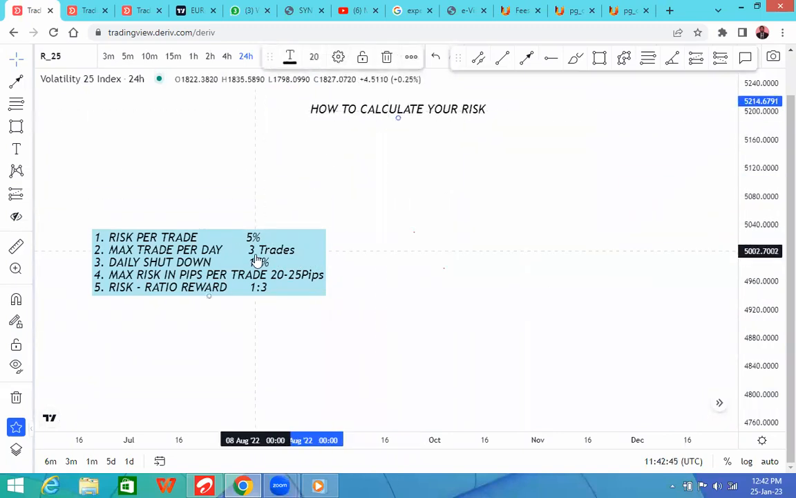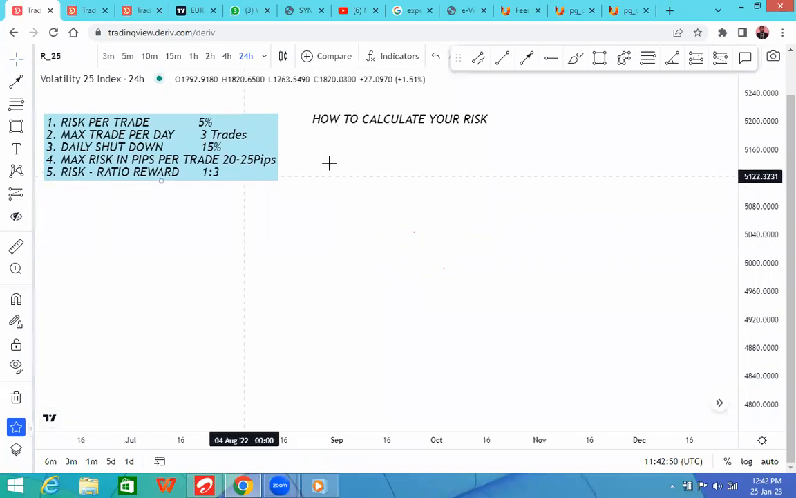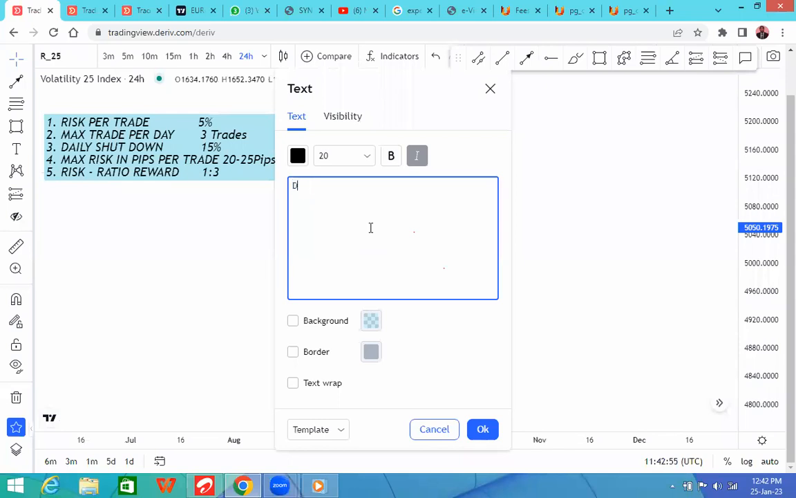Let's go, fans. Let's go. How to calculate your risk? We're going to calculate risks right now. This is the formula I use. Just use the dollar risk. Let me put this, your dollar risk, divided by... where's my division sign? Let me see. All right.